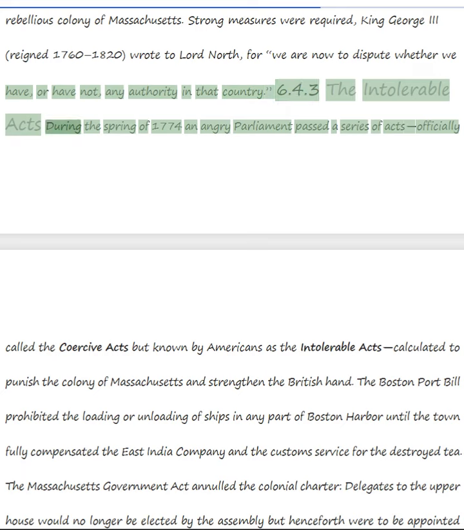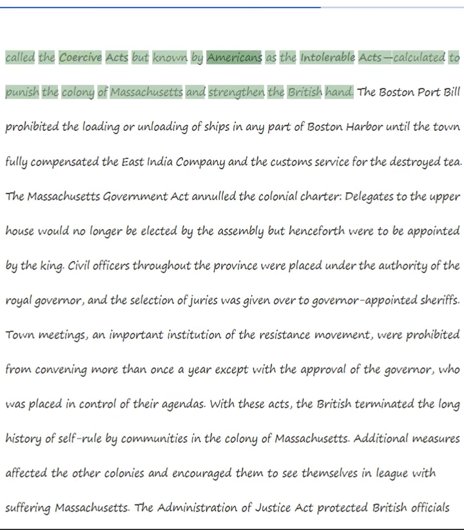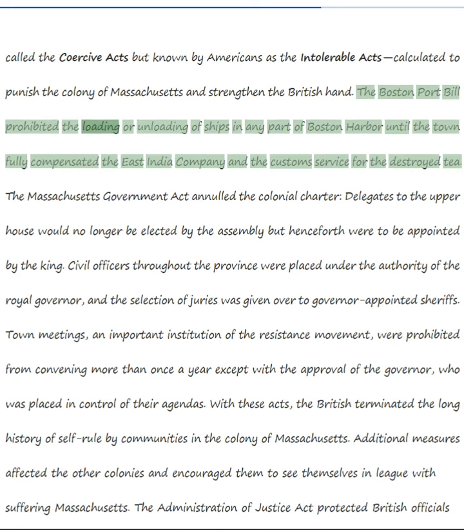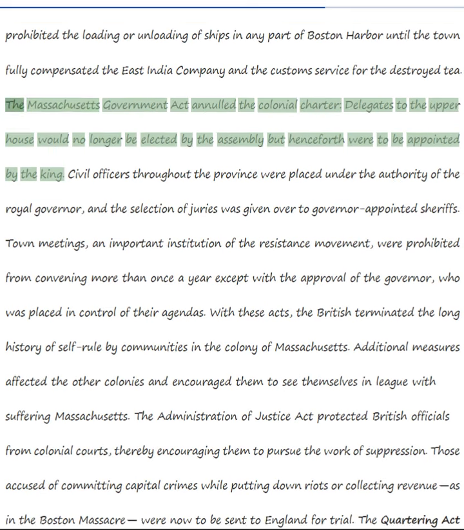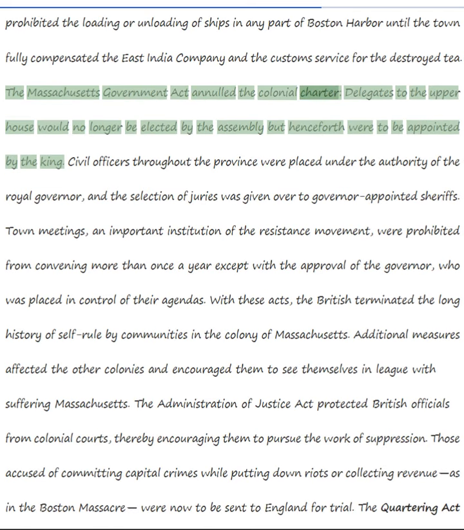6.4.3 The Intolerable Acts. During the spring of 1774, an angry Parliament passed a series of acts, officially called the Coercive Acts but known by Americans as the Intolerable Acts, calculated to punish the colony of Massachusetts and strengthen the British hand. The Boston Port Bill prohibited the loading or unloading of ships in any part of Boston Harbor until the town fully compensated the East India Company and the Customs Service for the destroyed tea. The Massachusetts Government Act annulled the colonial charter.